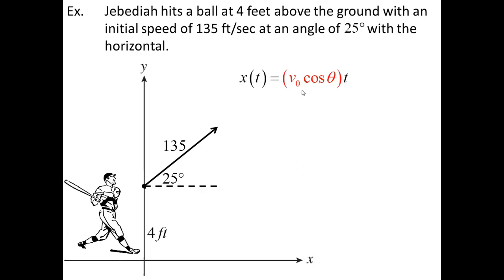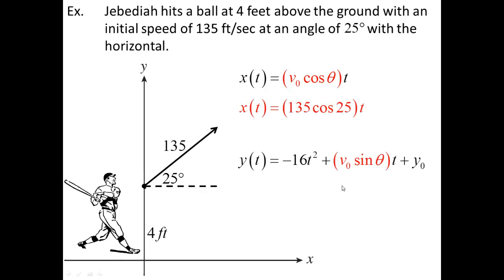So remember, x is just velocity times time. Velocity in the x direction means I need to slap a cosine in there. So v naught is 135, cosine of 25. So there's my x equation. I can do the same thing with y. Again, acceleration is always negative 32, so you can always go ahead and start with negative 16t squared. Velocity times time, slap a sine in there because it's in the y direction. And then y naught is going to be your initial position in the y direction, which is 4.